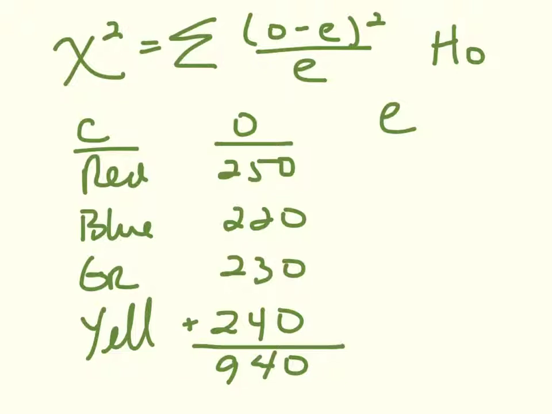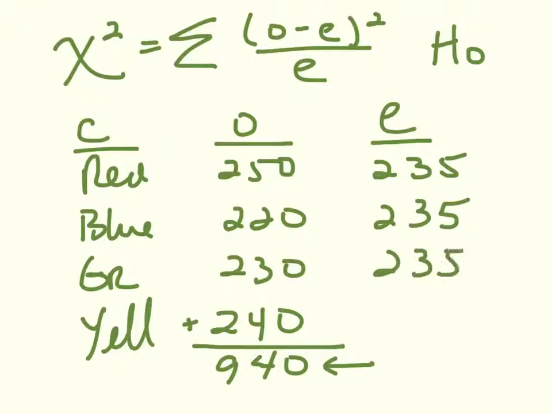So if we're looking for an even distribution, we should take this 940 and divide it by 4, because there are 4 different categories, and we should divide each category evenly. If that's the case, we should get about 235 grains of cracked corn per color, because that says that there's an even distribution between all 4 colors.